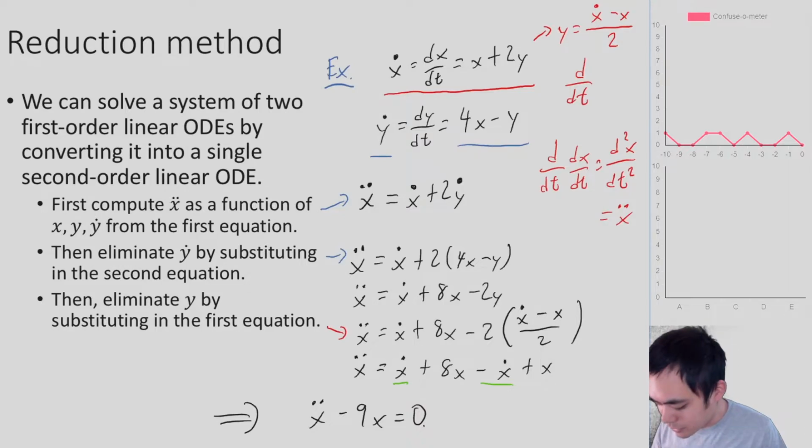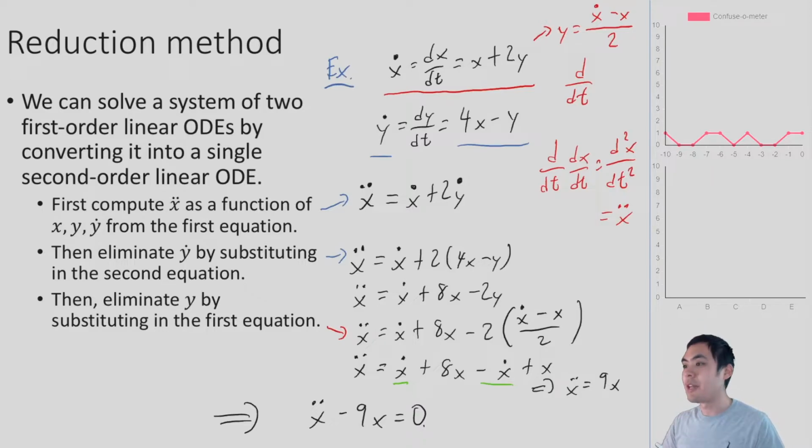Oh, sorry, I skipped a step. I need to be more careful about skipping steps. So this implies that x double dot is equal to 9x. And we subtract 9x from both sides, and you get x double dot minus 9x is equal to 0. So all we're doing here is trying to do some algebraic manipulations to get rid of one of our variables. Because once we've gotten rid of one of our variables, then we're back in the single variable case, and we know how to solve those things.